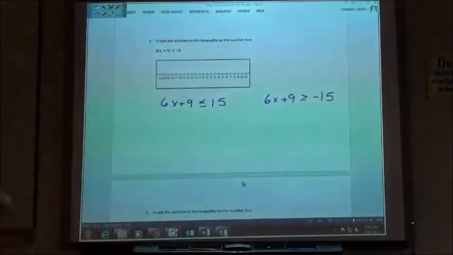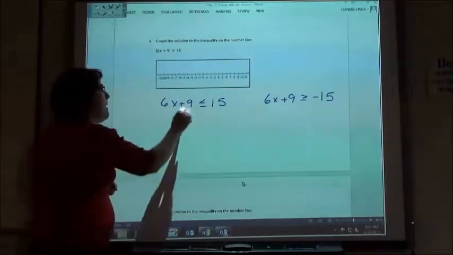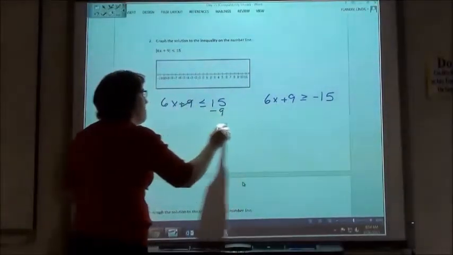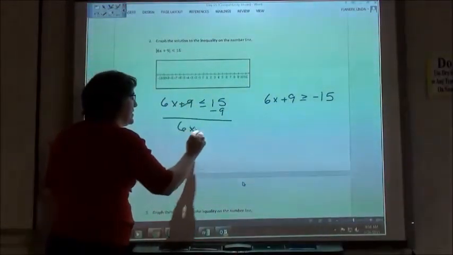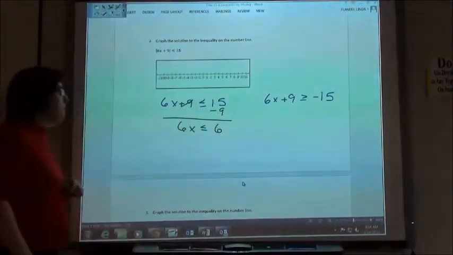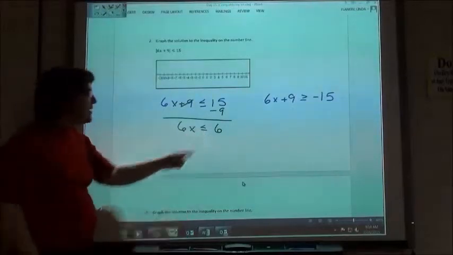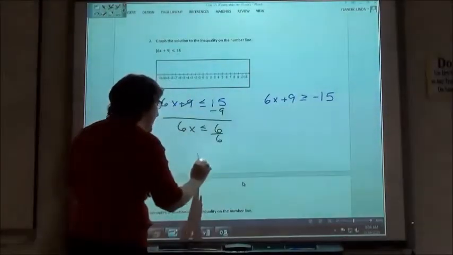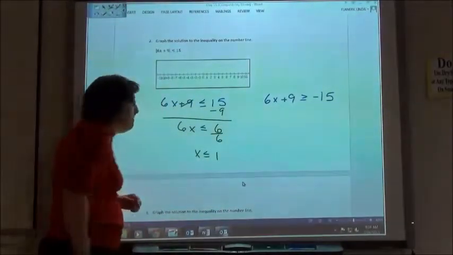We then solve each of our inequalities separately like we normally solve our inequalities. So on the first one, I'm going to minus my 9. 6x is less than or equal to 15 minus 9 would be 6. And then of course I got to divide. Dividing by 6, x is less than or equal to 1.